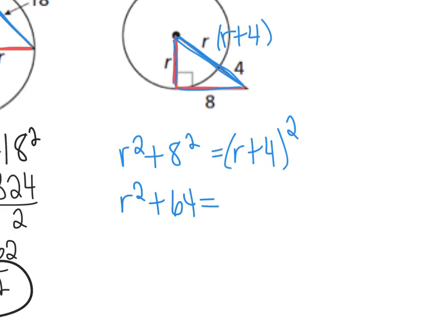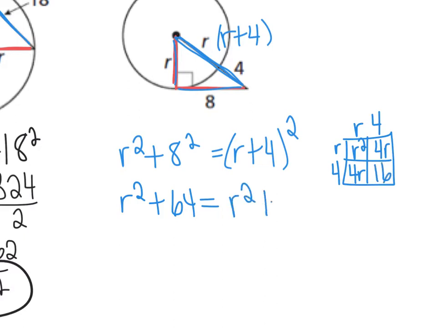When I multiply (r + 4) squared, that's (r + 4) times (r + 4). I'm just going to do the box method over here. So I have r + 4 and r + 4. I'd get r squared and 4r and another 4r, and 16. So I would have r squared + 8r + 16.